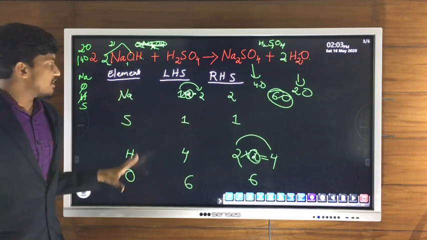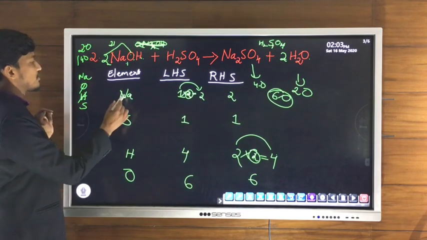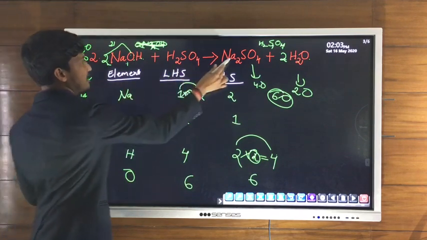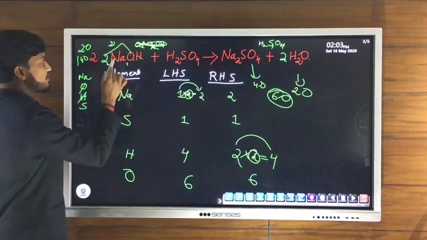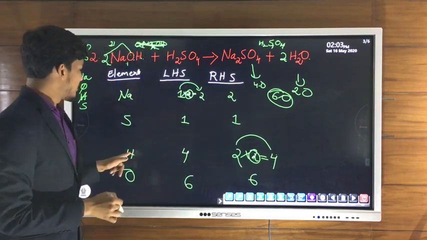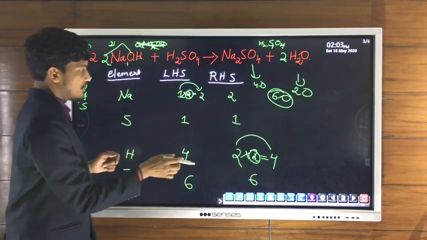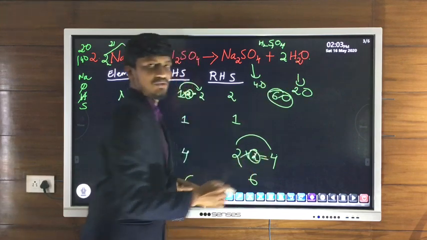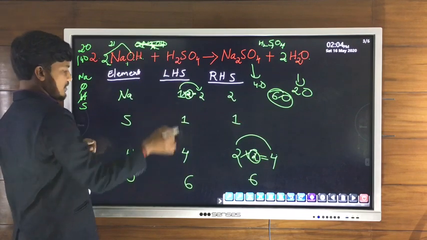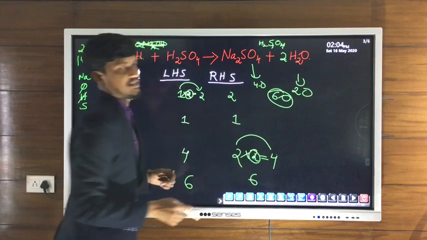Now don't stop here. We have to count each atom again. Sodium on the left side, 2 into 1, 2. Right side, 2, equal number. Sulfur, S1. Right side, S1. Hydrogen, 2 plus 2, 4. And right side, 2 into 2, 4. Oxygen, 2 plus 4, 6. Here, 4 plus 2, 6.